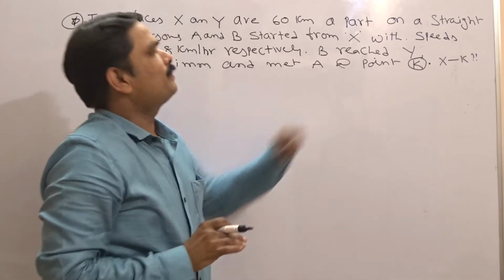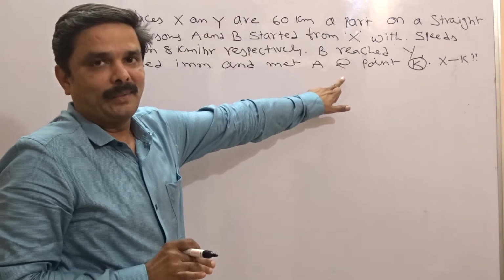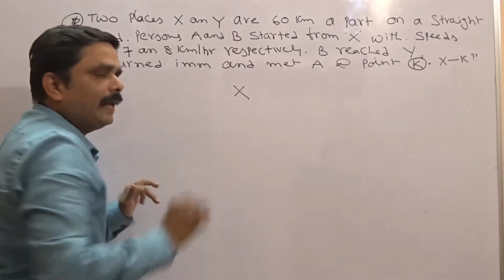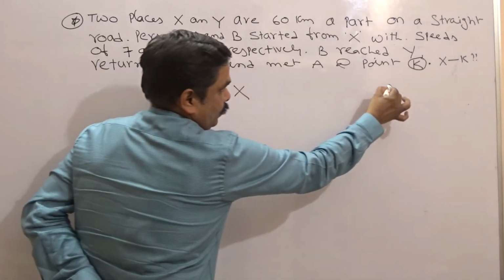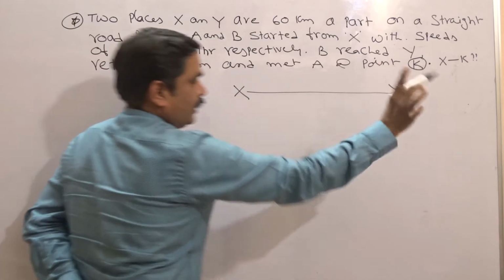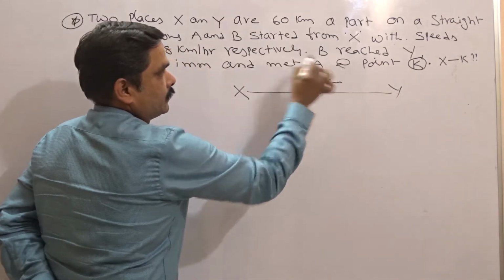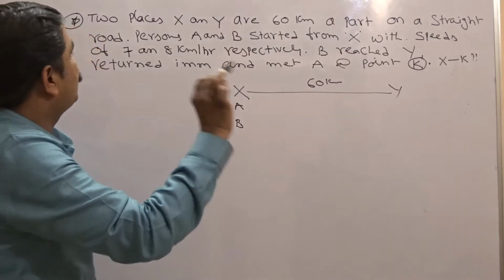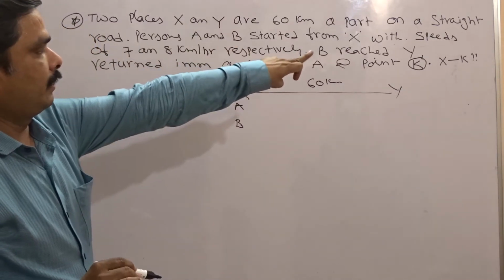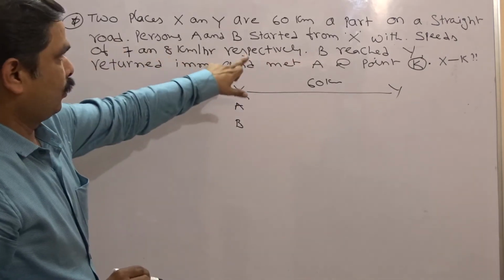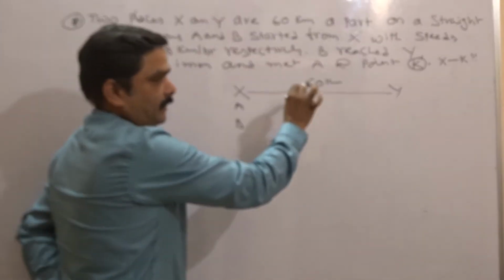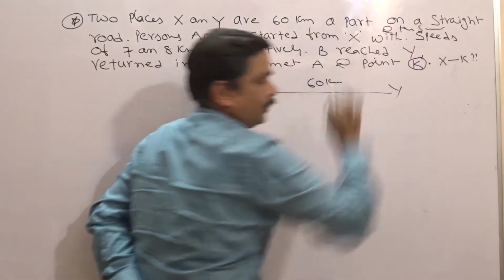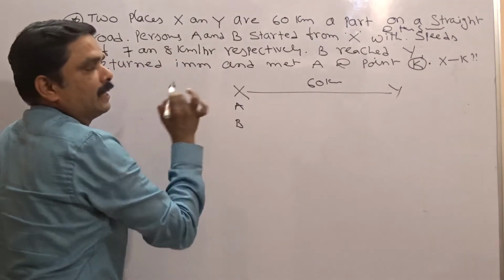Now, what is the concept of this one? Just read out the question one more time. If you go with the diagram, the question says like this. This is place X and this is place Y. The distance between these two is given as 60 kilometers. Now, A and B started at the same time. Persons A and B started with speeds of 7 and 8 kilometers per hour respectively from X. Add one thing: both started simultaneously.